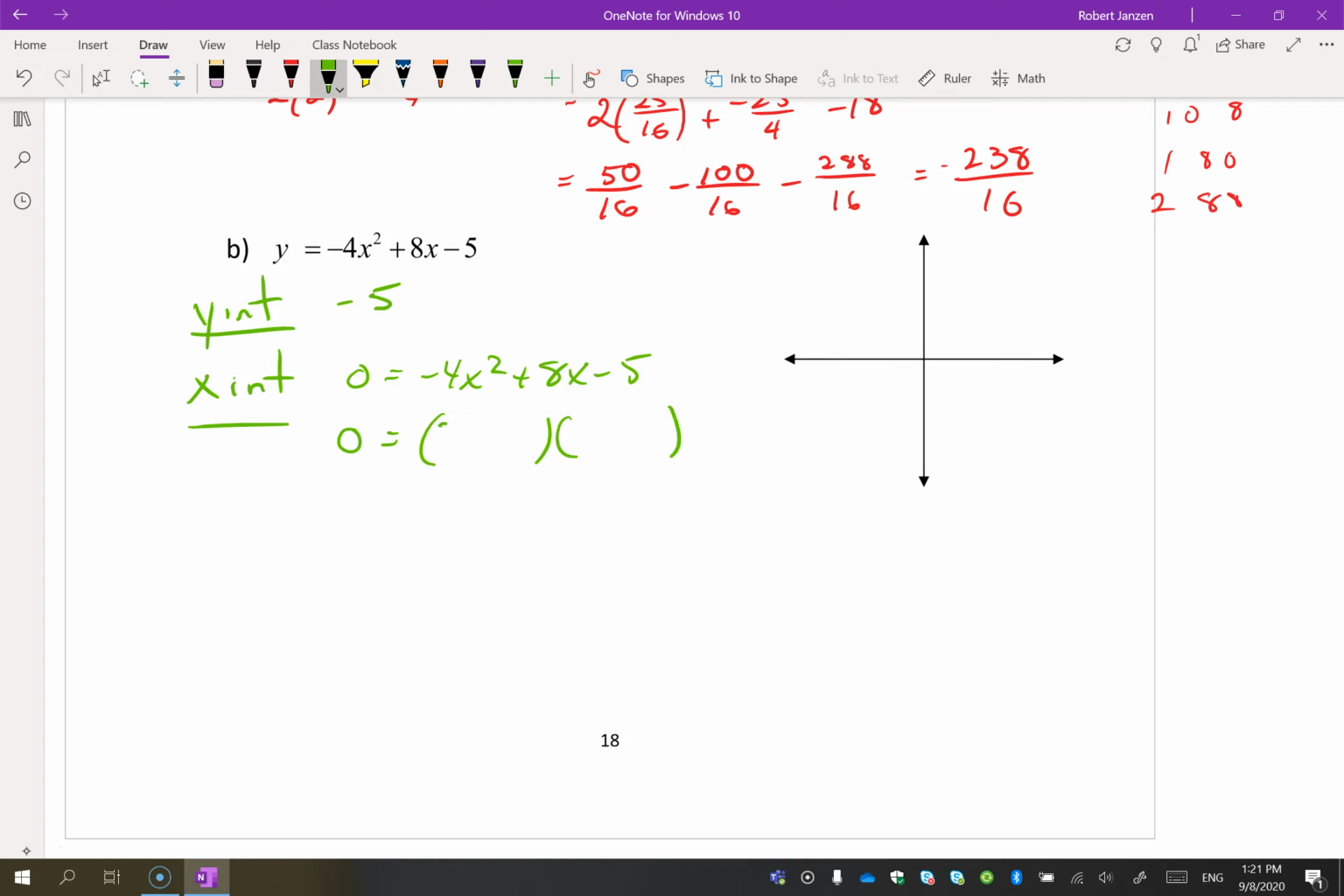Okay, so this is going to be 2x plus 5 minus 1. So x is going to be a half, negative 5/2. Again, it's going to look something like this. Let's find the vertex.